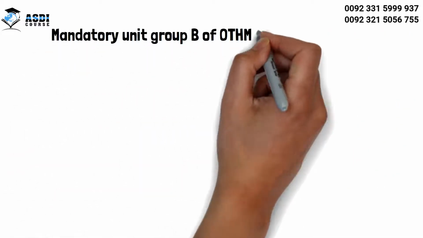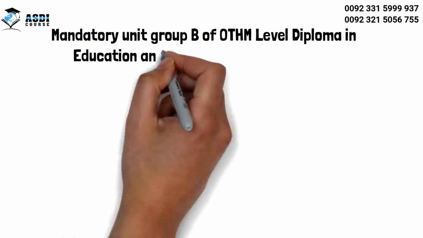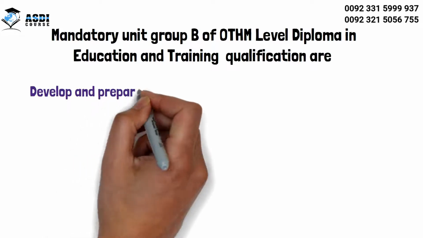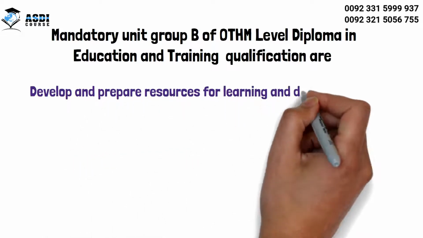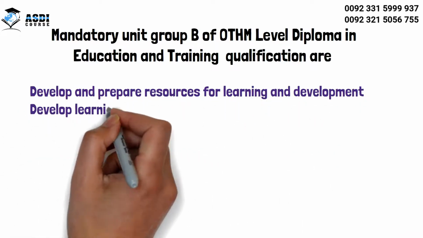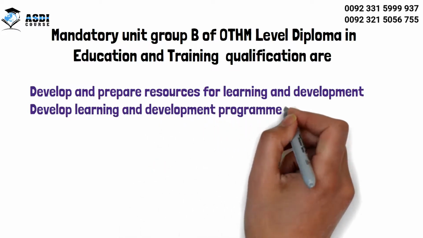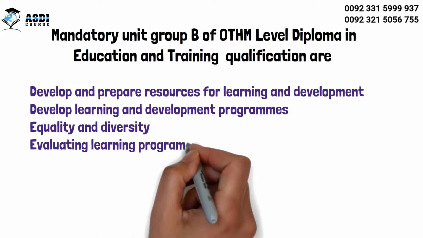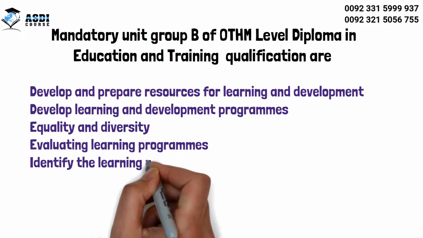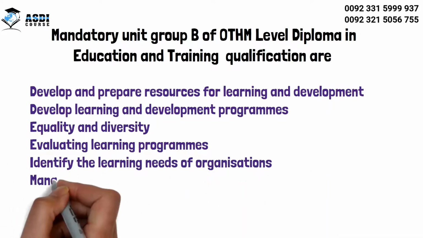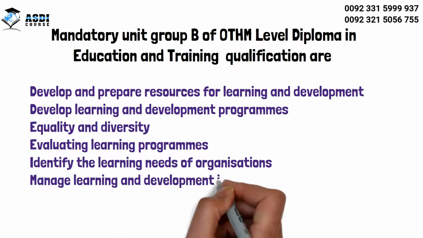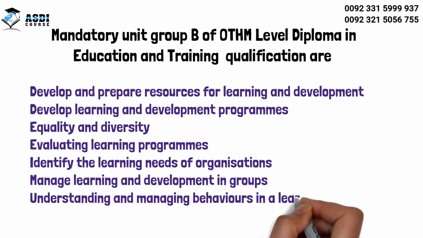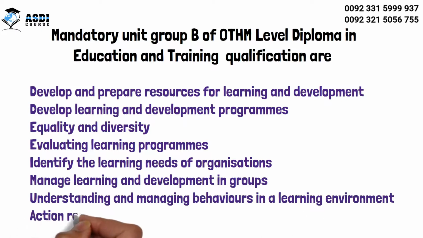Optional Unit Group B of OTHM Level Diploma in Education and Training qualification are Develop and prepare resources for learning and development, Develop learning and development programs, Equality and diversity, Evaluating learning programs, Identify the learning needs of organizations, Manage learning and development in groups, Understanding and managing behaviors in a learning environment, Action research.